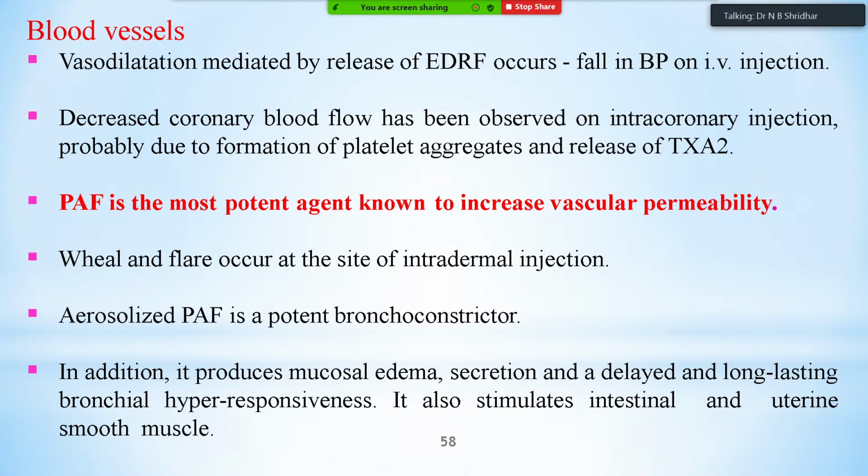So PAF, when aerosolized, is a potent bronchoconstrictor. So it is not indicated, especially in case of asthma patients. In addition, it produces mucosal edema, secretion, and delayed and long-lasting bronchial hyperresponsiveness. Apart from the bronchi, the intestinal smooth muscles also have receptors for PAF, and it stimulates intestinal and also uterine smooth muscles, so that contraction or constriction occurs.